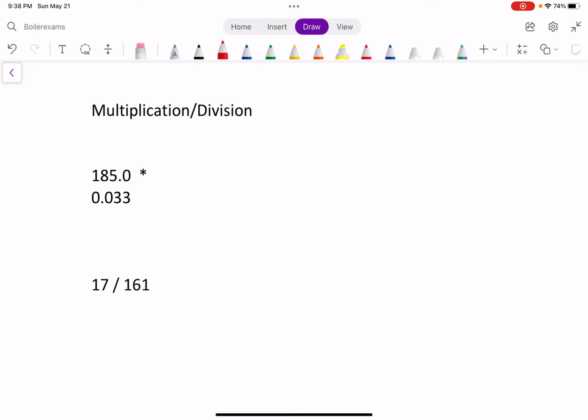So, let me get this open. Okay. How many sig figs does 185.0 have? Significant, significant, significant, significant. It has 4. And significant, significant. This one is 2. So I'm going to take my final answer. When you put this in your calculator, you get 6.105. We're going to round to the lowest number of significant figures. 2 is lower than 4. I'm going to round to 2 sig figs. So I'm going to get 6.1.